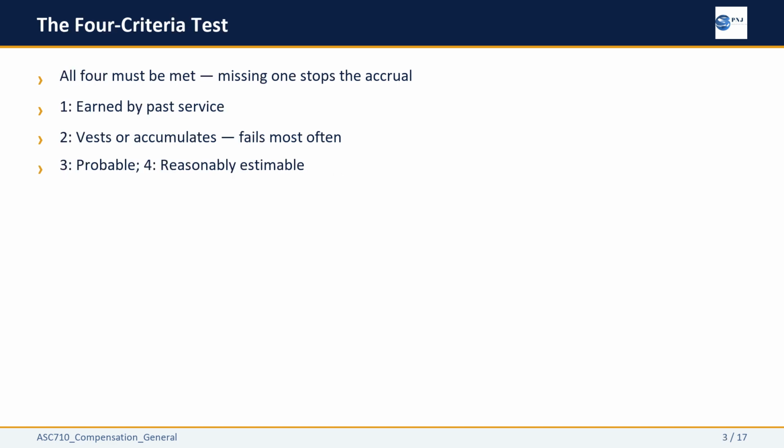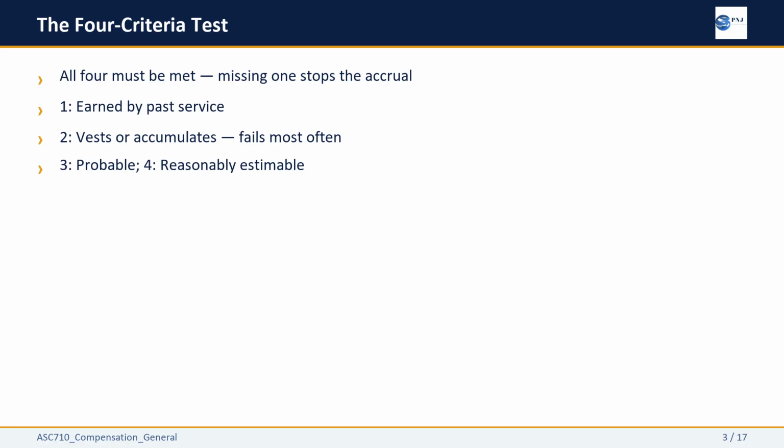The 4 criteria test is the engine of ASC 710. All 4 must pass. Criterion 1, the benefit is earned by past service. Criterion 2, it either vests or accumulates. This is the one that fails most often. Criterion 3, payment is probable. Criterion 4, the amount can be reasonably estimated. Apply the test separately to every absence policy type.